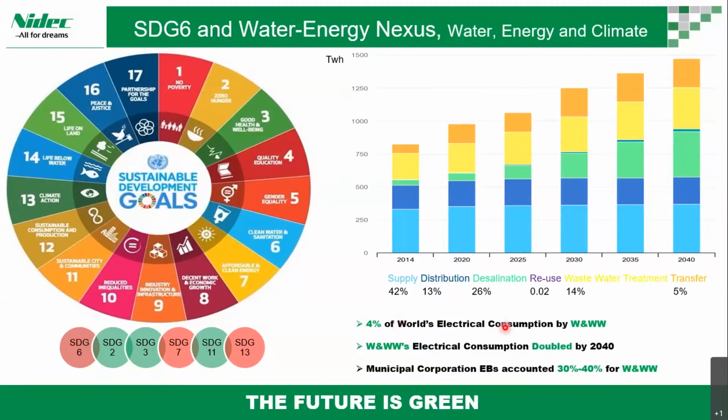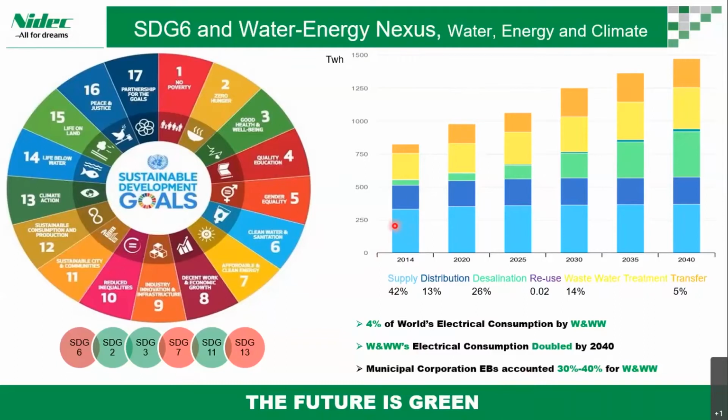Coming to the water-energy nexus, 4% of the world's electrical consumption is by water and wastewater, from the IEA and IWA reports. Water and wastewater electrical consumption is predicted by experts to double by 2040. For municipal corporations, more than 30 to 40% of electricity goes into water and wastewater.